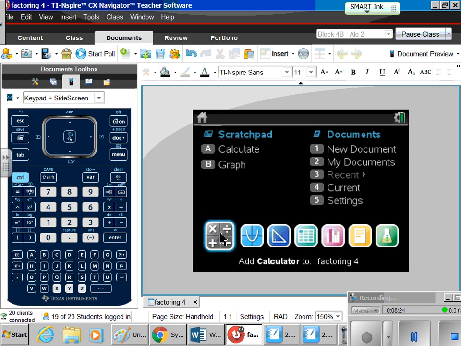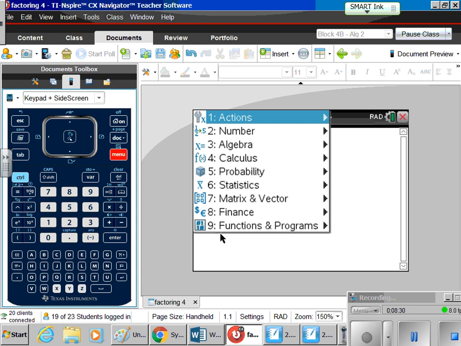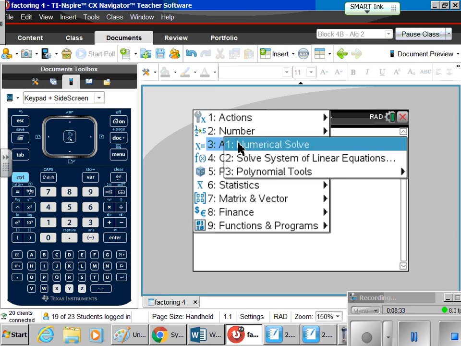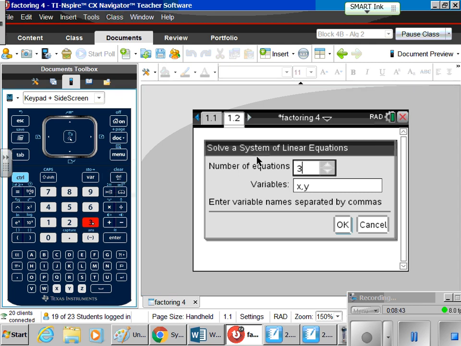All right, so what we're going to do is go to our calculator screen, and then we're going to go to menu. Remember we did this once before, and we went to algebra, and we went to numerical solve, but this time we're going to do systems of equations. Now, if we're doing an algebra 1 question like we just did, we'd put 2 in. But in this case, we need a 3 by 3.